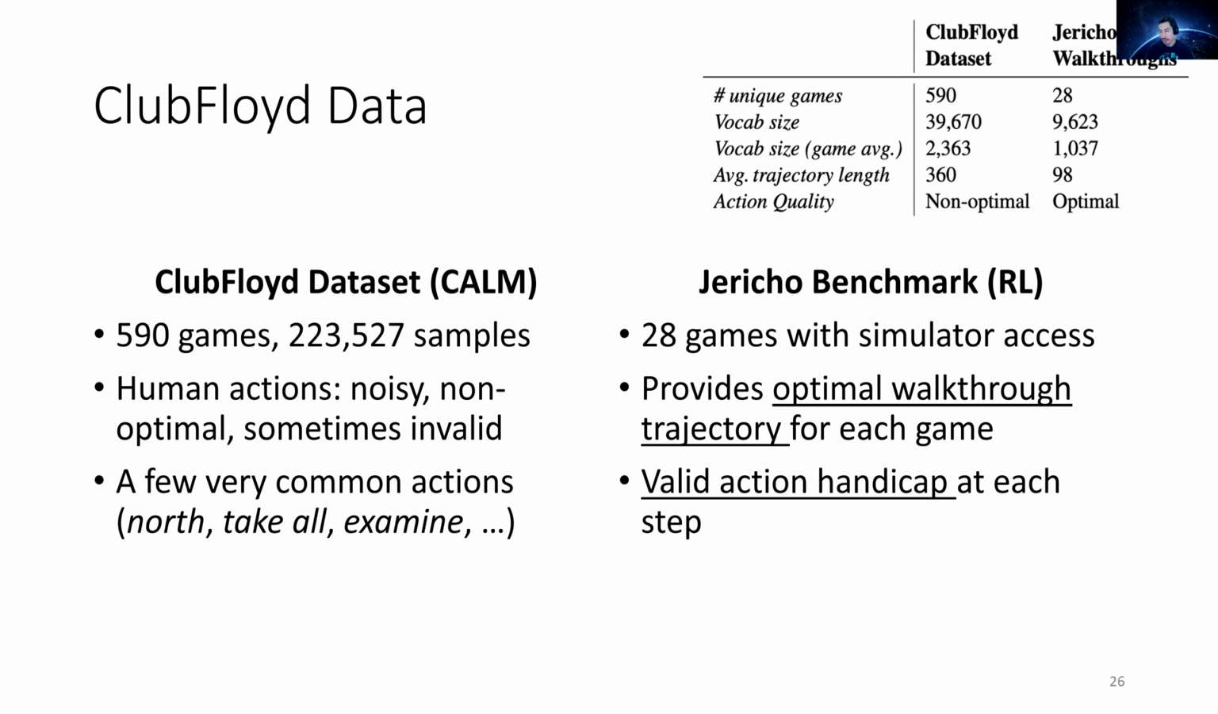In order to evaluate the quality of these trained models, we used 28 games from the Jericho benchmark, where we have access to the game simulator files, the admissible actions at every step, as well as optimal walkthrough trajectories that have been annotated to solve each game. And importantly, there are no overlapping games between the Club Floyd dataset and the Jericho evaluation benchmark.